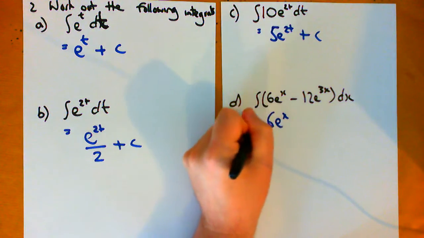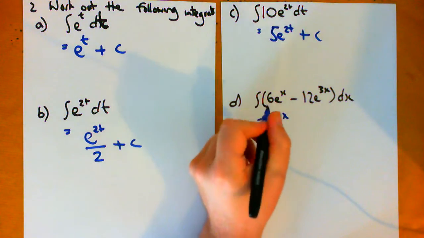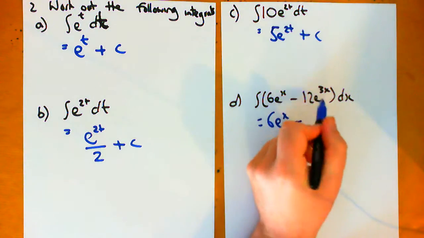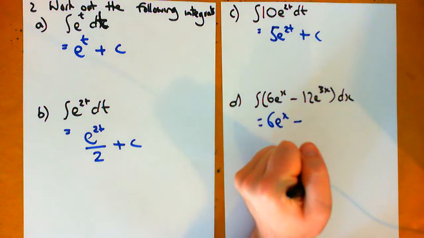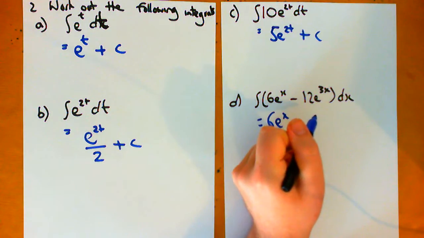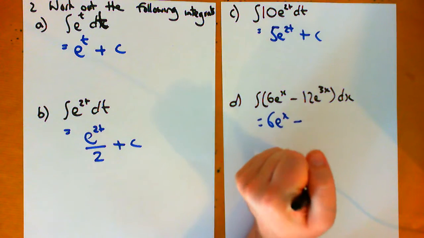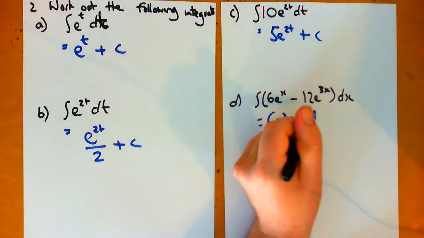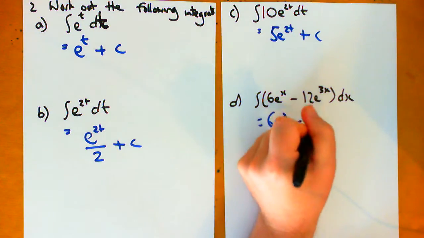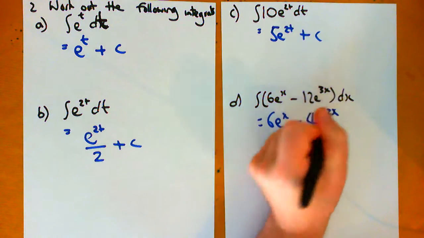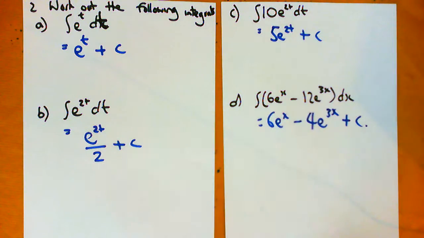So 6e to the x would integrate to 6e to the x. Minus, integrate e to the 3x, we get e to the 3x divided by 3. So 12e to the 3x would integrate to 12e to the 3x divided by 3, and then we work out the 12 divided by 3, which gives us 4e to the 3x plus your constant.